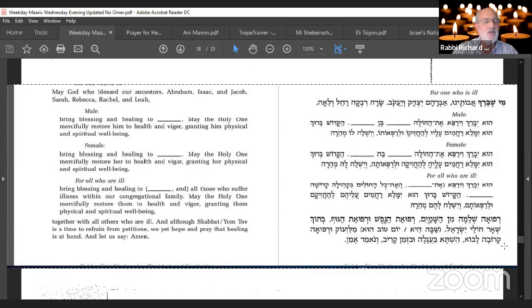May God bring blessing and healing to all those that were just mentioned, all the names that we just mentioned, those we know of and those we may not know of who suffer illness within the congregations that we serve.